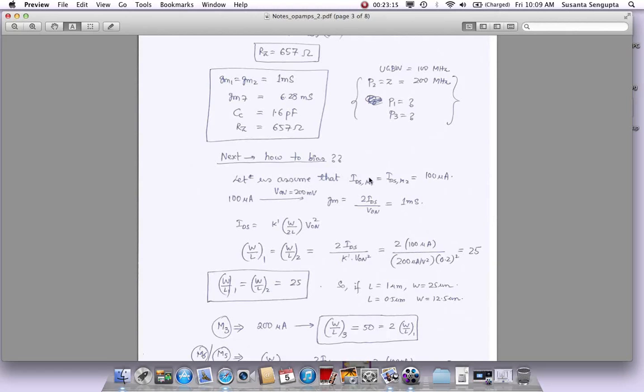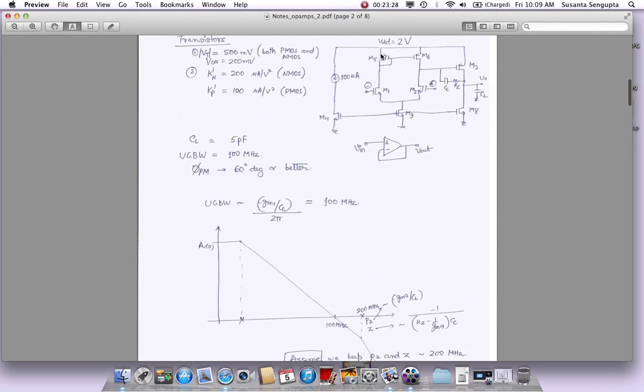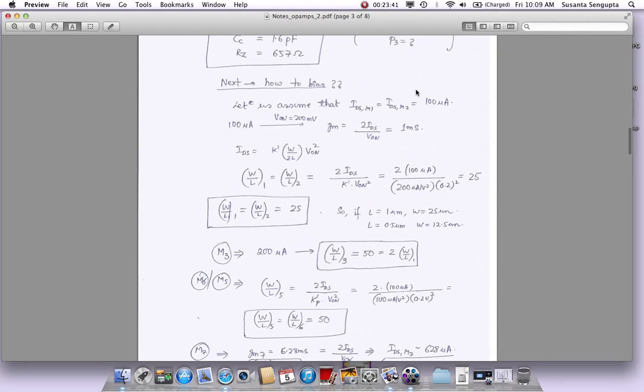So I didn't really need to assume it. I could have just come here and calculated what is the current I need to get a 1 millisiemens GM from this equation. Either way, it will give you 100 microampere current. So what it tells us is we need 100 microampere here, 100 microampere here, which means this tail current has to be 200 microampere, roughly, as the initial starting point. So we have found the current. Now we need to know how big these devices need to be, right? We still don't know that. So how do we find the devices then?